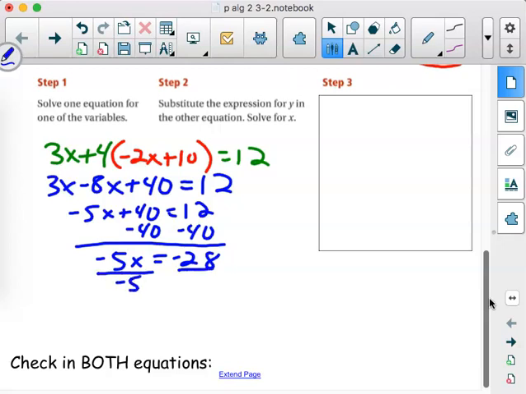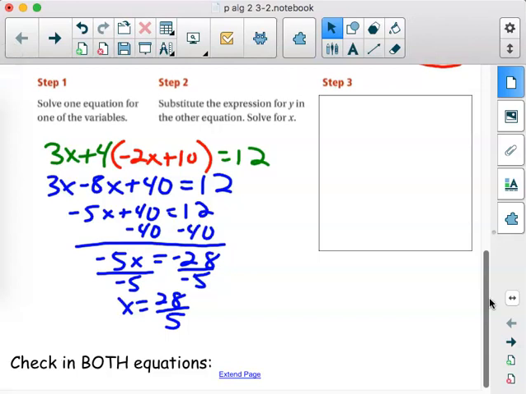Yep. And we're going to leave that as 28/5. Now, I think, woohoo, I'm done. And then I remember, oh, hold on a minute. I'm trying to find the point where these two lines hit each other, where they crisscross. That's only one coordinate. I have more work to do.